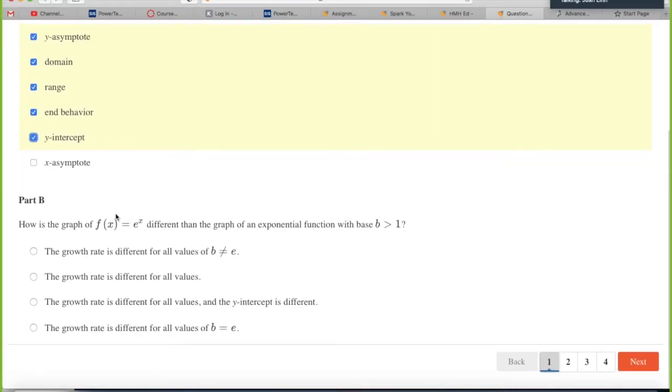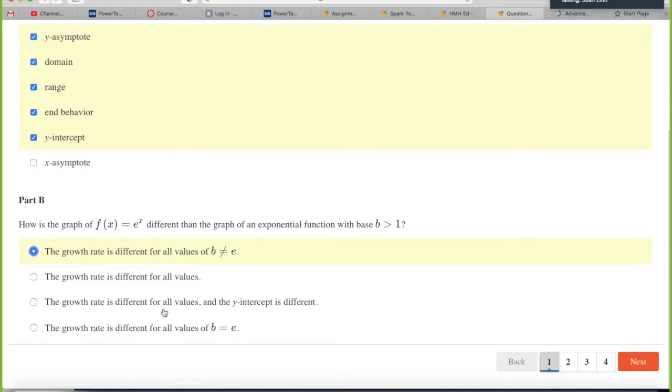So how is the graph of f of x equals e to the x different than the graph of an exponential function of base b greater than 1? So b greater than 1 could include e to the x as well. Remember, e is around 2.7 or something like that. The growth rate is different for all values of b not equal to e. I would agree with that. The growth rate is different for all values? I mean, b could equal e, so I don't agree with that.